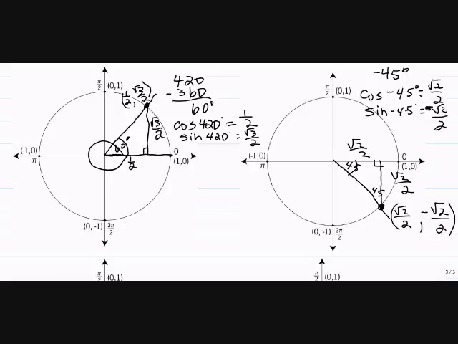Traditionally, we always go to the x-axis. You will get the same answer if you go to the y-axis. But by tradition, we just go up and down to the x-axis.